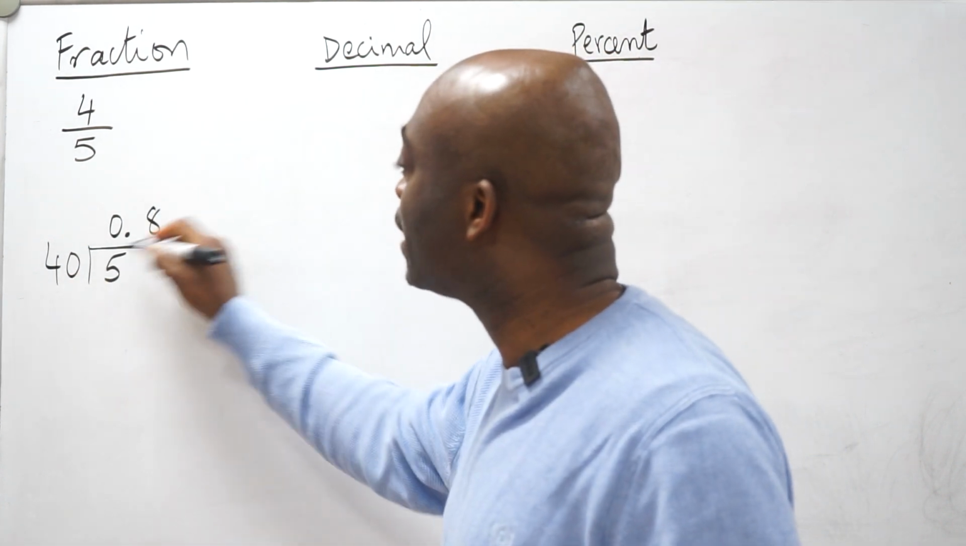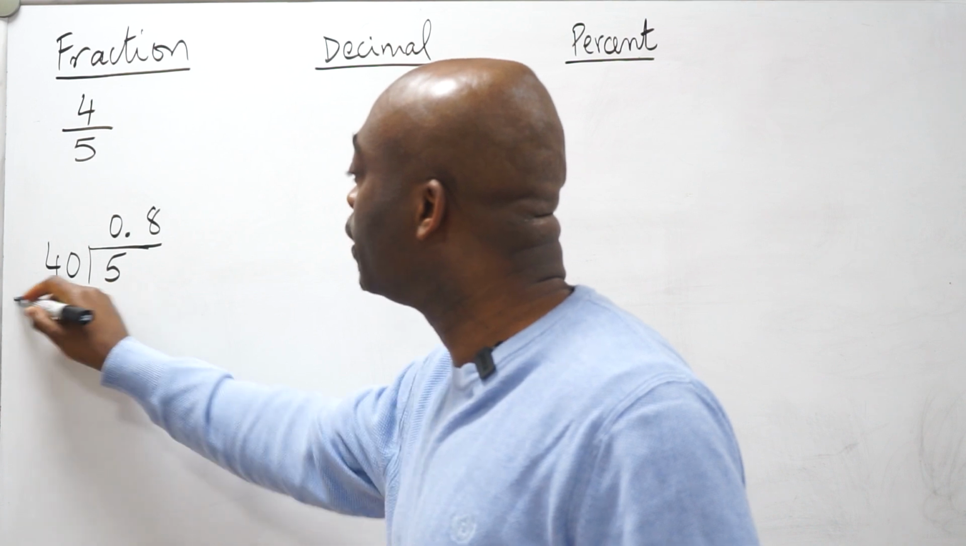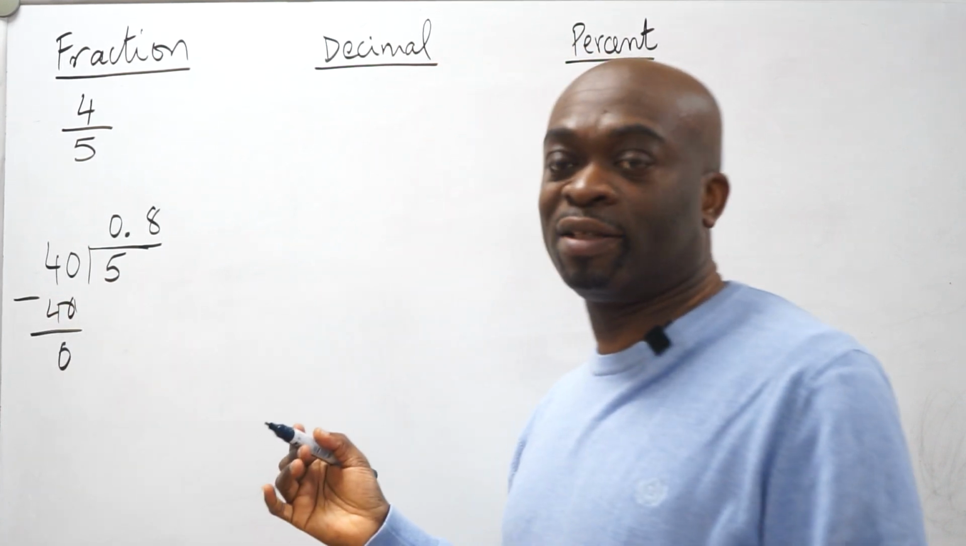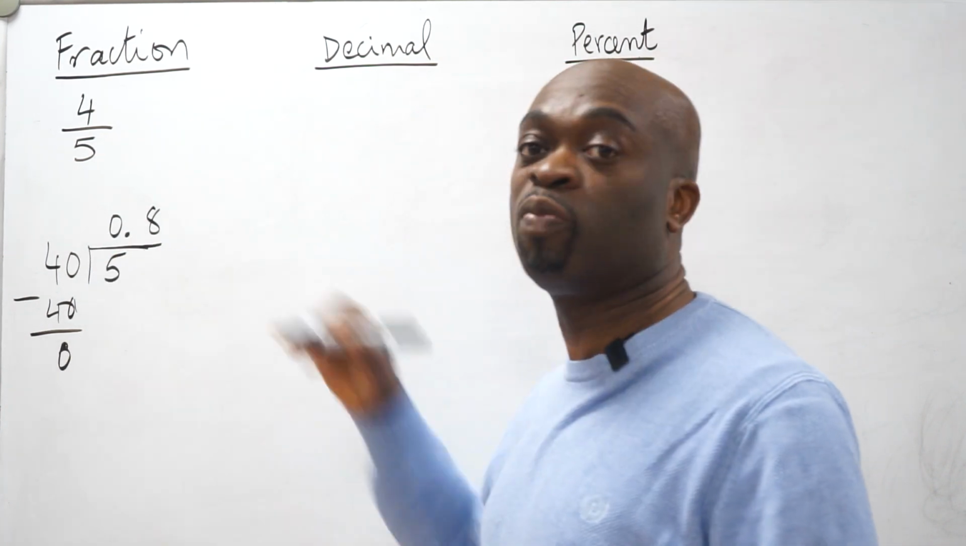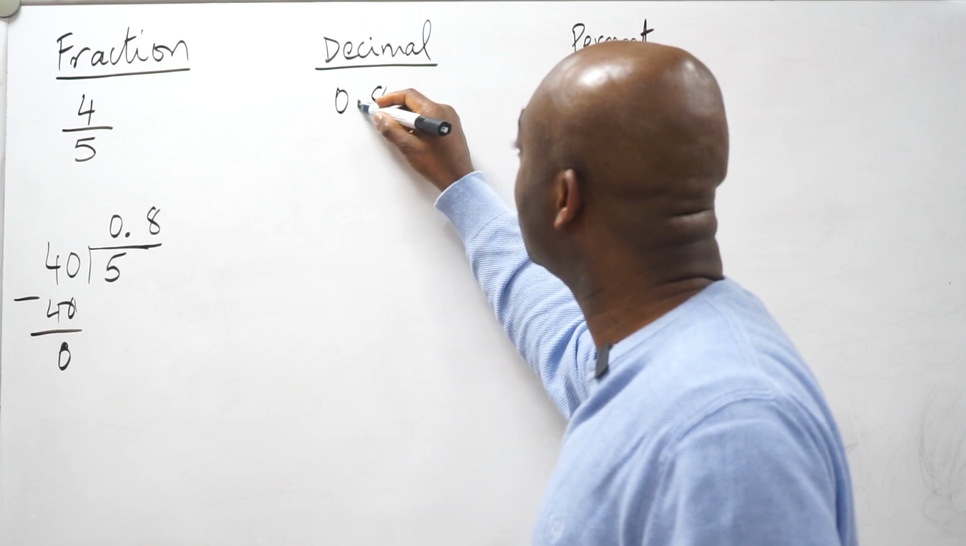8 times. So 8 times 5, I'm sorry, is 40. So that gives you 40, and then you have 0, okay? So this is it. You can't go further than this one here, okay? So you end up with 0.8. So your decimal number is 0.8.